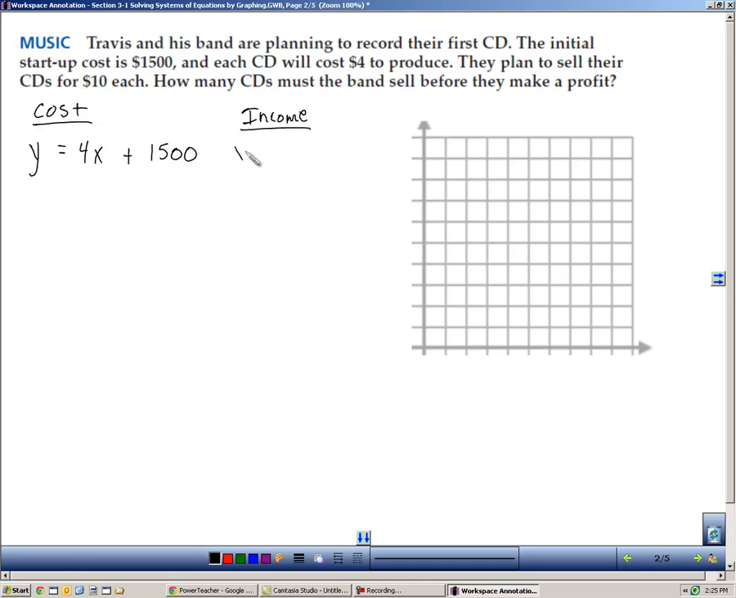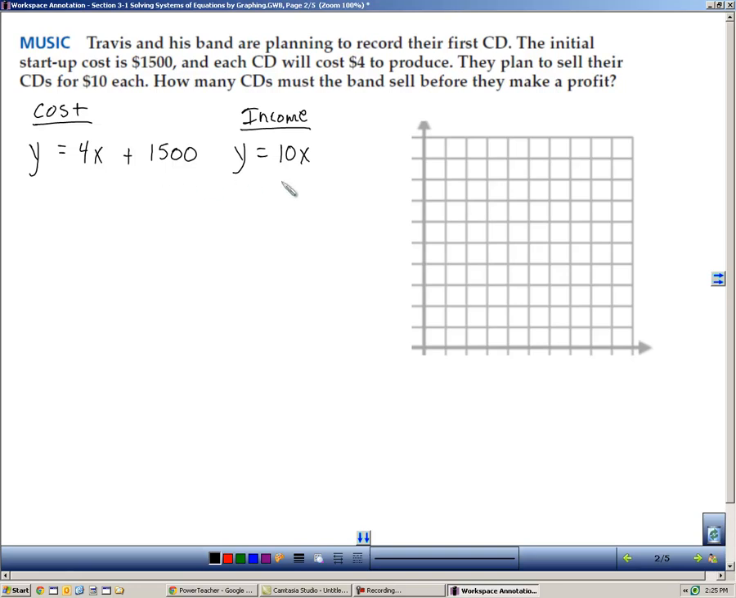So another equation, we could say that their income is $10 per CD. Now there is no starting cost for that, it's just $10 per CD. So this is their equation for income. We're going to take both of these equations and graph them and find out when it's going to be profitable for them to make these CDs.